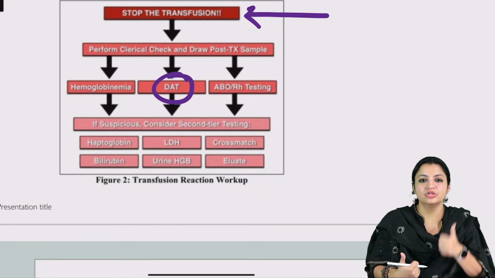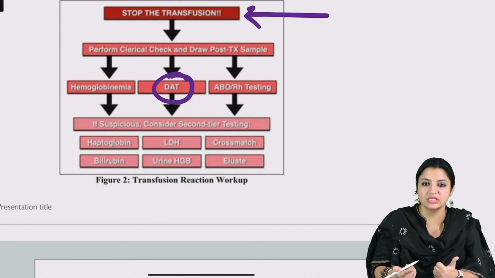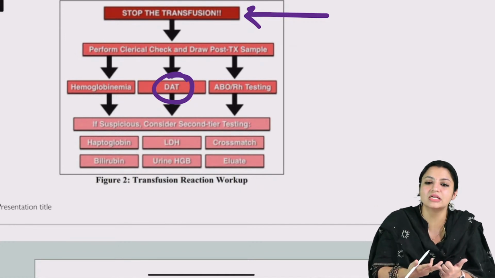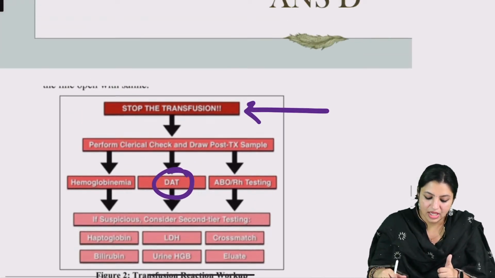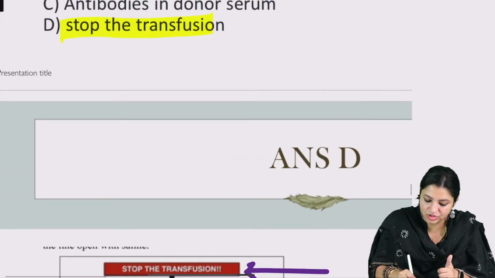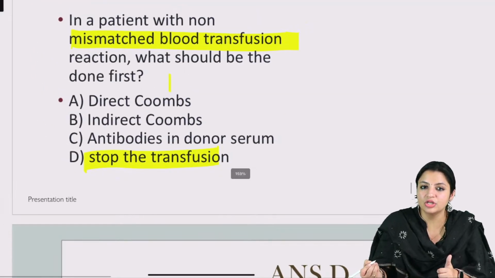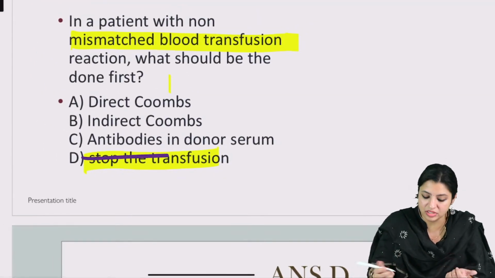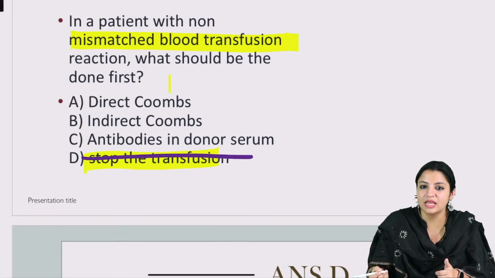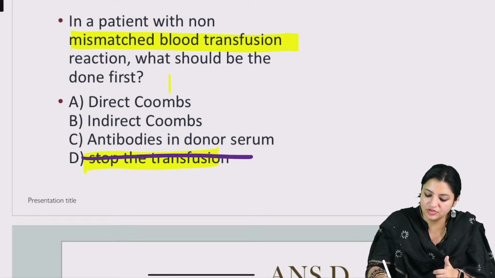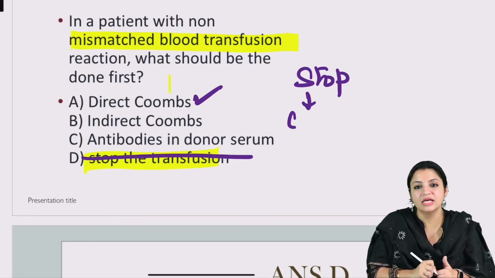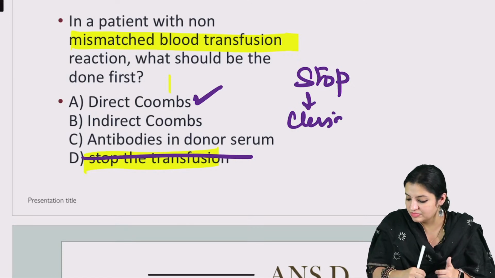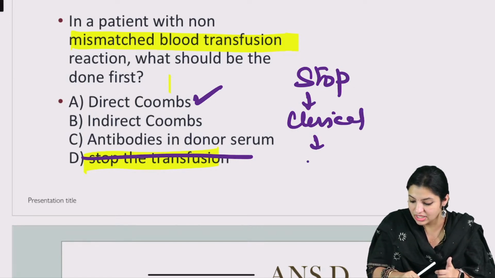Stop the transfusion, do the clerical checks, do the direct Coombs test. There was once a question in which stopping the transfusion was not among the options, and they asked what you will do first. If stopping the transfusion is not in the options, then the first step is the direct Coombs test. It's a sequential option. First you stop the transfusion, then the clerical checks, then the direct Coombs test. You have to go in a stepwise manner. Very good.